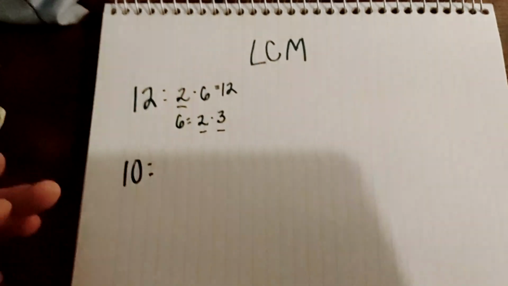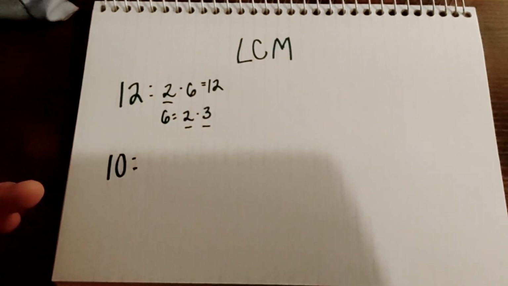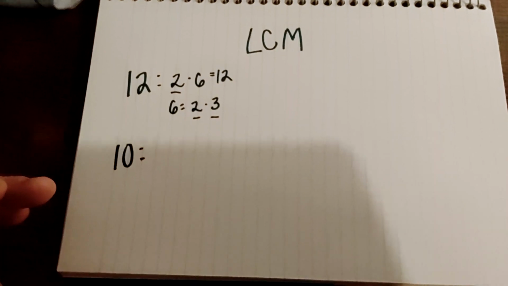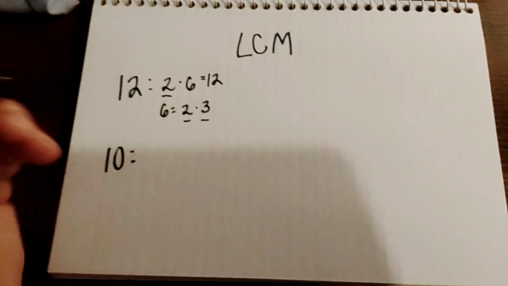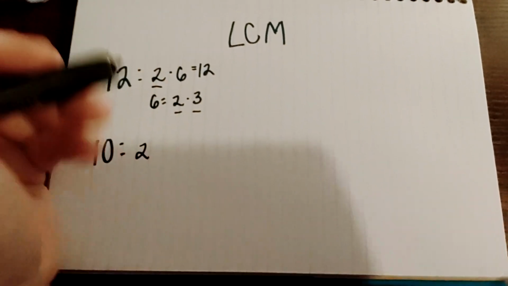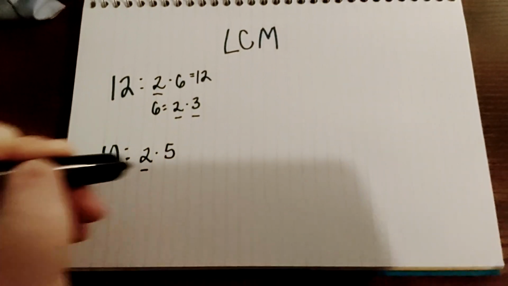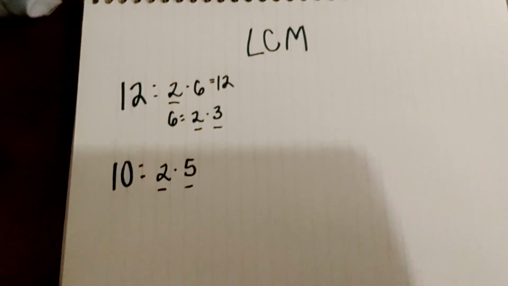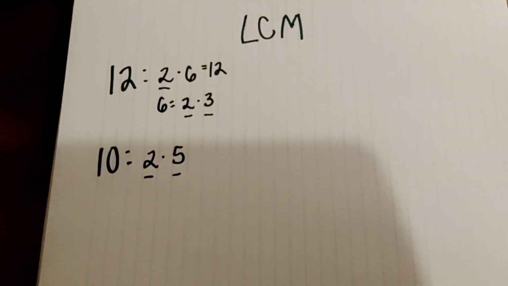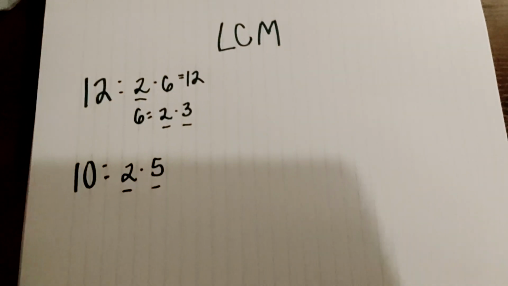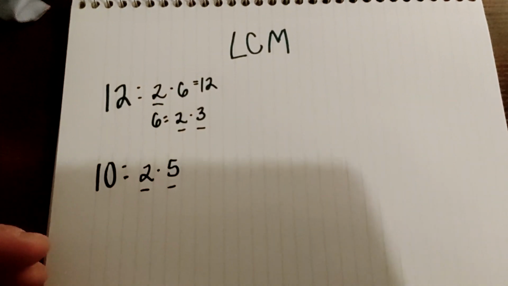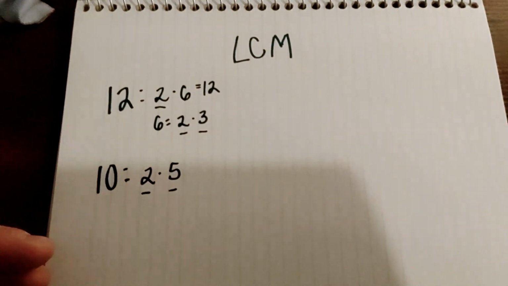Let's move to 10. I bet 10 is pretty easy. What are prime numbers that equal 10? Oh, I know. 2 times 5. 2 times 5 equals 10, and 2 and 5 are both prime numbers. Okay. Now what do we do?